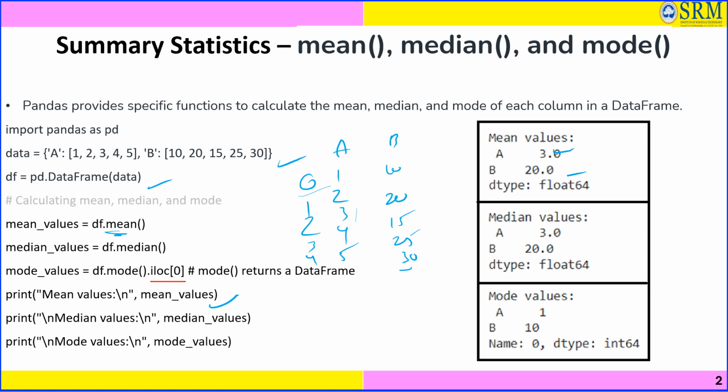Next one is the median. Since you have an odd number of entries, you can easily fix the median value. For A the median is 3, and for B the median is 20.